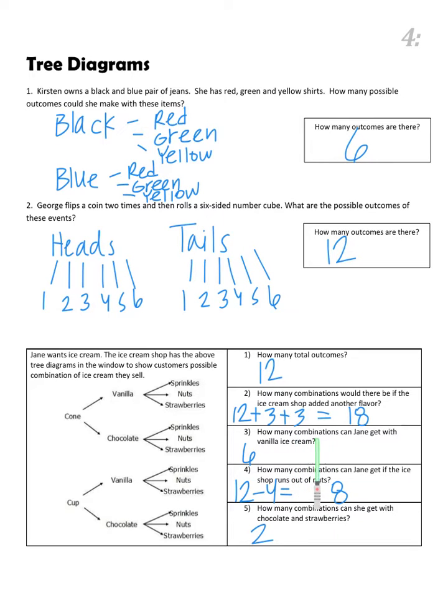How many combinations can Jane get with vanilla ice cream? 3 here, and 3 here, that gives you 6. How many combinations if the ice cream shop runs out of nuts? So do 12, the total, minus the 1, 2, 3, 4 to get 8. And then finally, how many combinations are there with chocolate and strawberries? So here's 1, and here's the other, so 2.